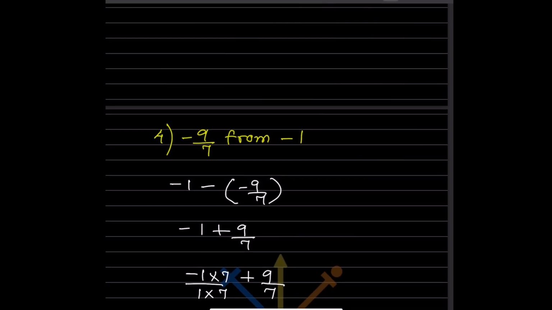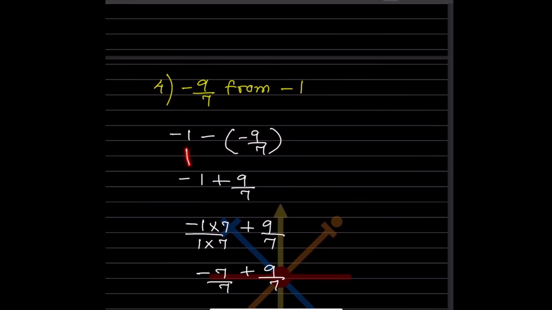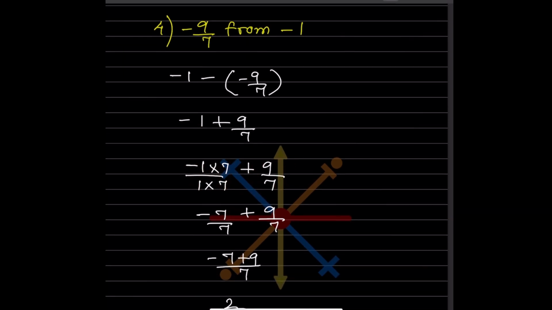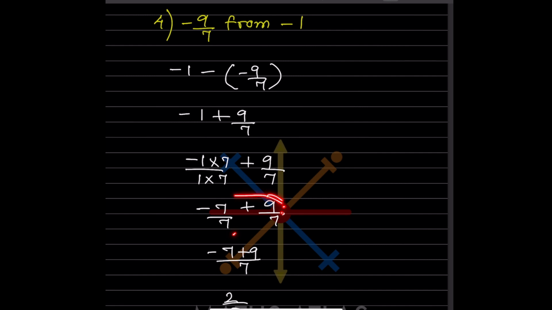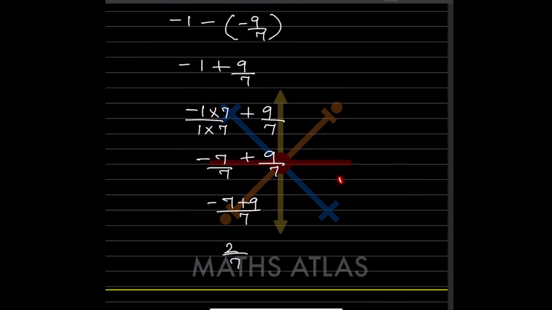Now look at here, minus 9 by 7 from minus 1. So here minus 1 will be at the start, and we have to subtract, which means we have to put a sign, and this will be in the bracket along with the sign. So this minus 1 will be as it is, minus becomes plus, 9 by 7. We can write this as 1 over 1. There's nothing in this one. If it is a whole number, that means in the denominator there is 1. So now the LCM is 7. So this will be minus 7 by 7 plus 9 by 7. Now you can write this part over here. So plus 9 minus 7, that is going to be 2. So that will be 2 by 7.